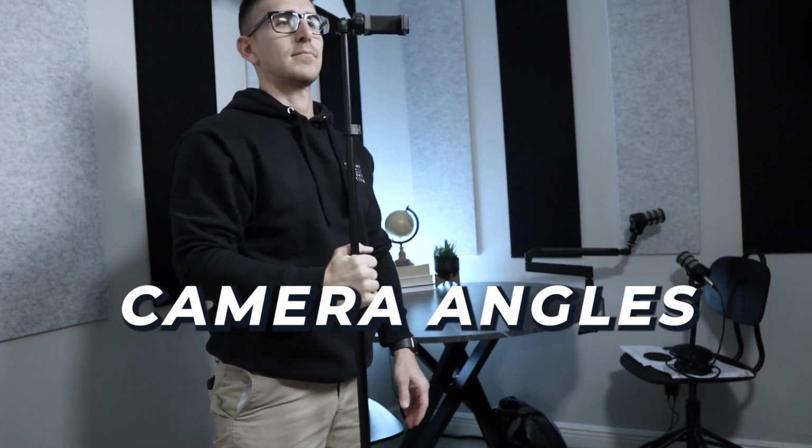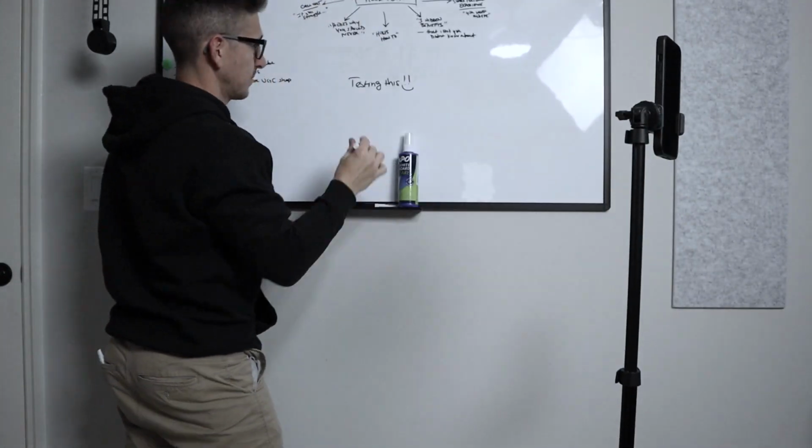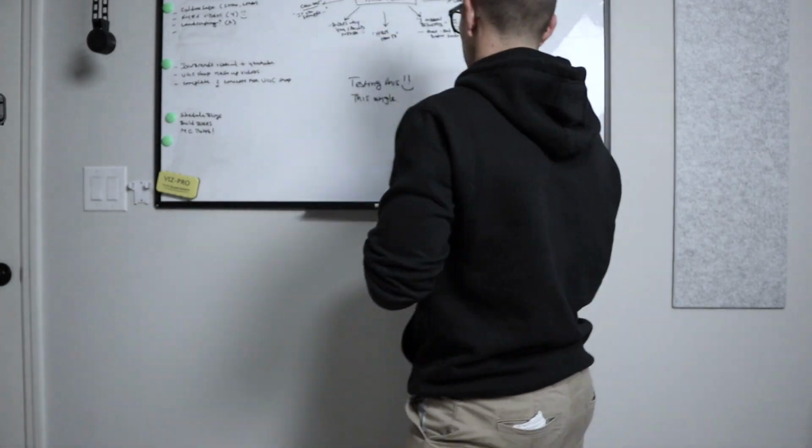Now let's talk about angles. The key is, as you're filming content, you want to capture different angles all in one motion. One thing I like to do is create at least 2 or 3 angles while I'm filming before I even look at the final footage.